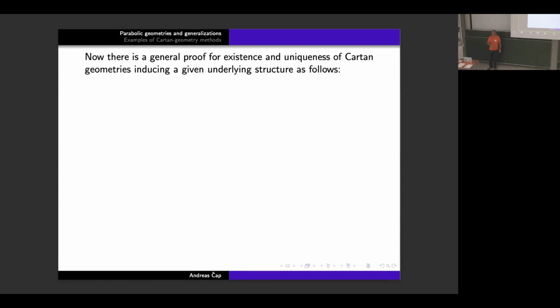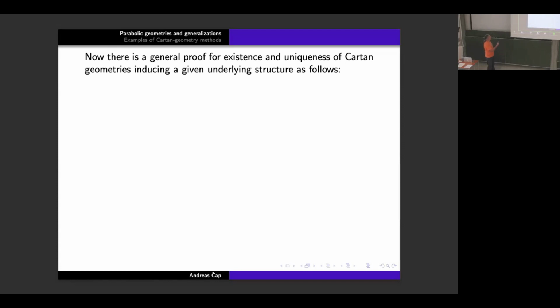Indeed, for CR structures, this was known before by a seminal article of Chern and Moser and earlier work of Tanaka and so on. But again, this was in the spirit of the conformal Cartan connection we discussed, so it was very specific to CR geometry, and not seeing the general picture behind it.